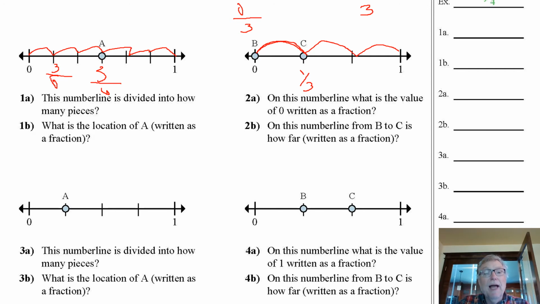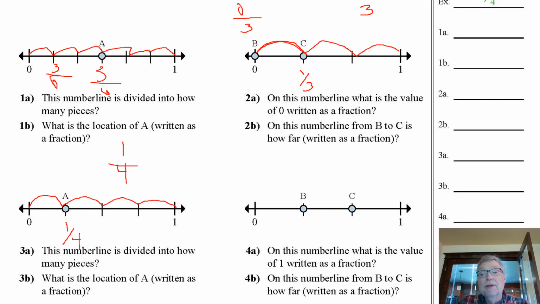This number line is divided into how many pieces? So let's go ahead and count again. So we start at 0. 1, 2, 3, 4. So our denominator is going to be 4 because it's broken up into fourths. What is the location of A? So if we take a look at the location, it is 1. So I'd label it as 1/4. So our numerator is 1, and so I plot that right there, 1/4.